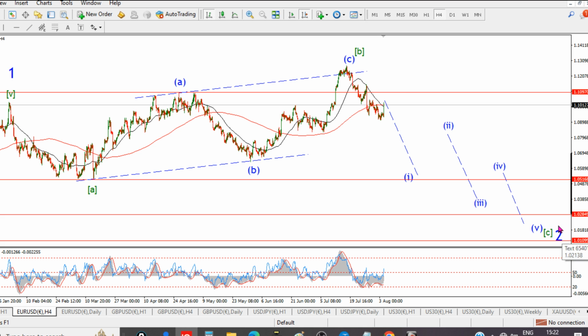So overall, I'm looking for a second wave decline into wave C, and probably looking back somewhere around 102 to complete this decline. But we'll see how it goes.